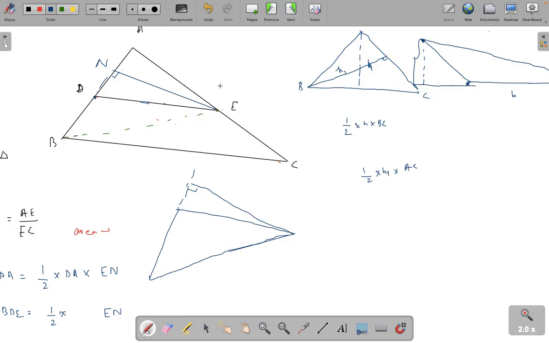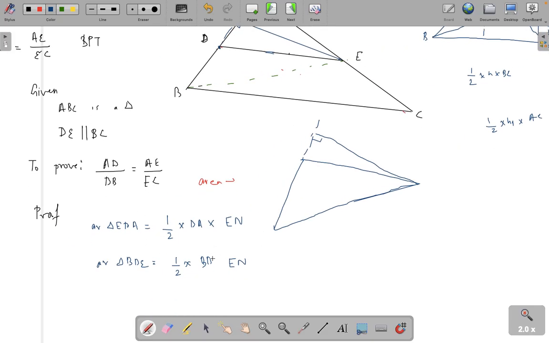So here, since the altitude is in this direction, this is the base, right? So BD is the base. By doing so, you got AD and DB, right? So if you take the ratio of these two, area of EDA upon area of BDE, this is equal to AE upon EC, right? This is the first thing.